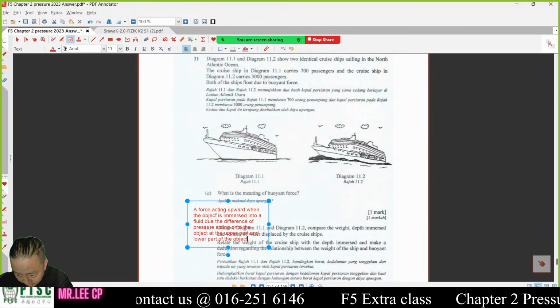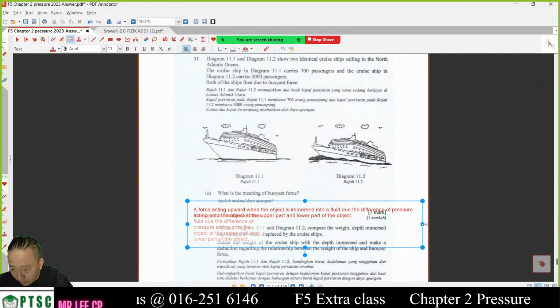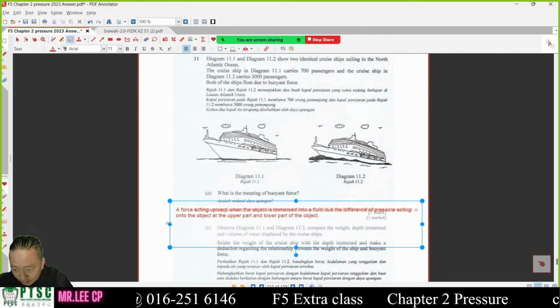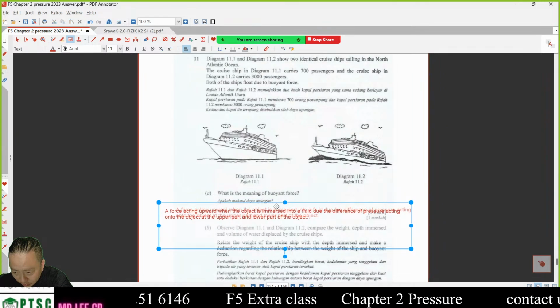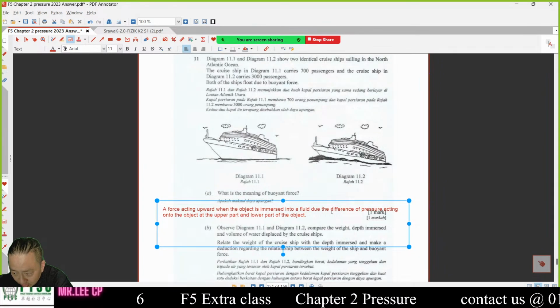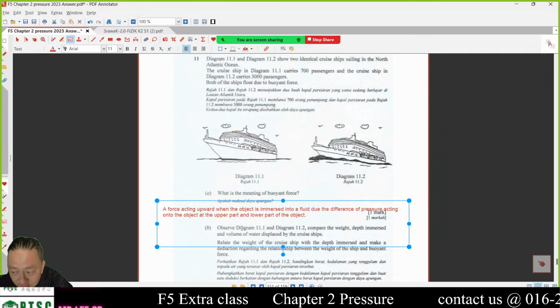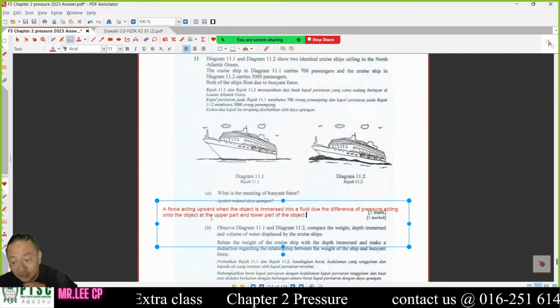All right, this is what we have, right? A force acting upward onto the object when the object is immersed into the fluid, right? Because of the difference of the pressure acting onto the object at the upper part and lower part.